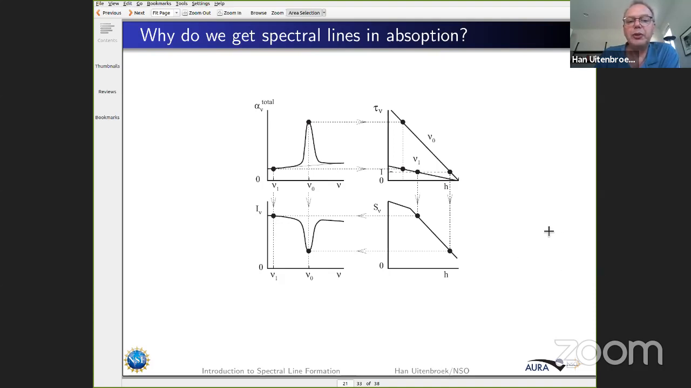So it's important to understand that really a spectral line not only transforms the properties of the light in the sense that it introduces polarization, but the spectral line also allows you to sample different heights in the atmosphere.